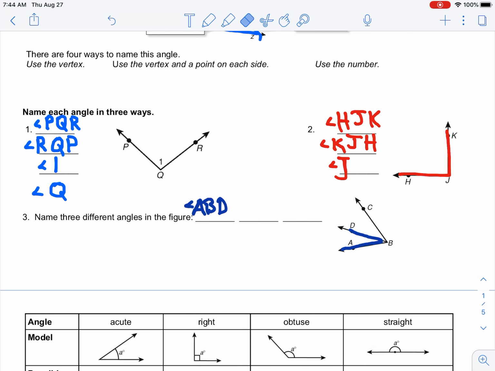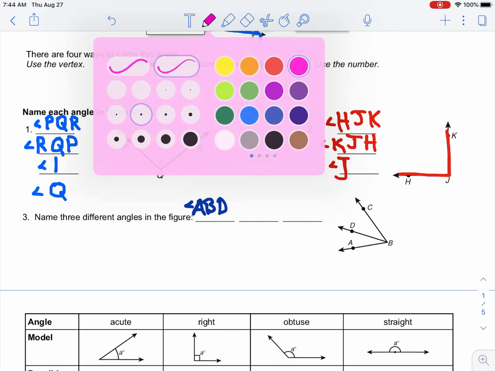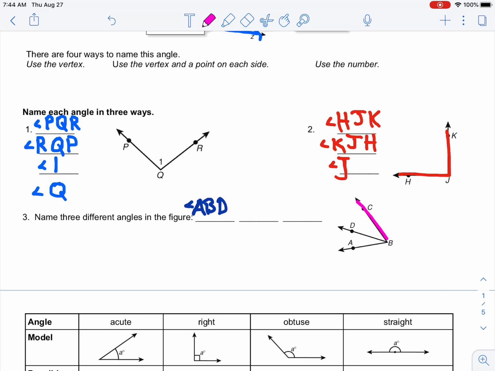Now we're going to look at this picture and try to find another angle. I notice there's another angle right here next to it. Notice it's opening like an alligator with my hand. The angle is by B. The letters could be CBD or DBC, so I'm going to call it angle CBD. B has to be in the middle of that angle because that is the opening part of it.